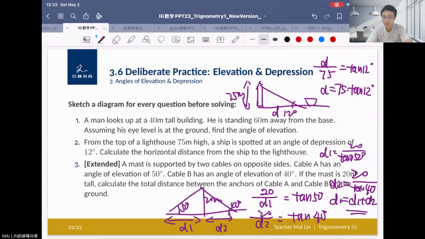Okay. So that is it. I hope you can understand how to calculate this, and I hope you can follow the several rules and understand trigonometry totally.